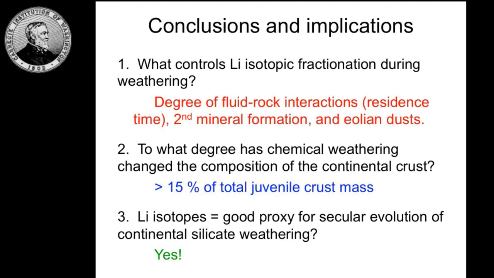And this one I didn't explore, but we already showed there is at least 50% of the total juvenile crust mass that has been lost due to weathering. That's like an accumulated effect over the history of the Earth, so it doesn't have a flux component. And also, hopefully by now you are still awake, and you know lithium is a good proxy for secular evolution of continental silicate weathering.